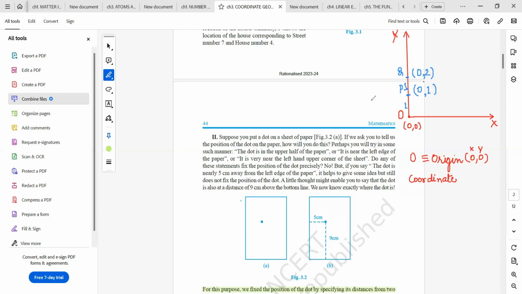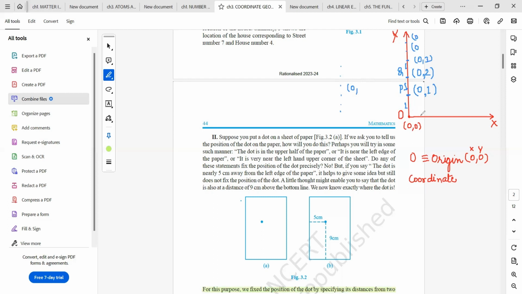So what does it mean? That for any point lying on the y-axis, the x coordinate is always 0. Like 0, 3. If I move further one more, then it will be 0, 4, and so on. So all the points which are lying on the y-axis have their x coordinate as 0.